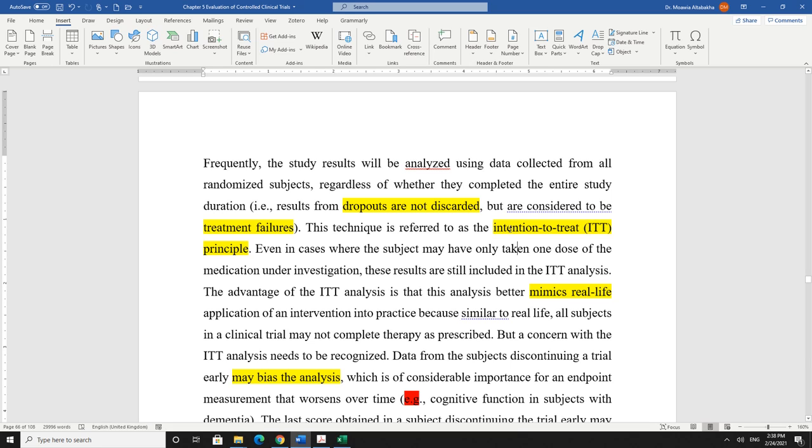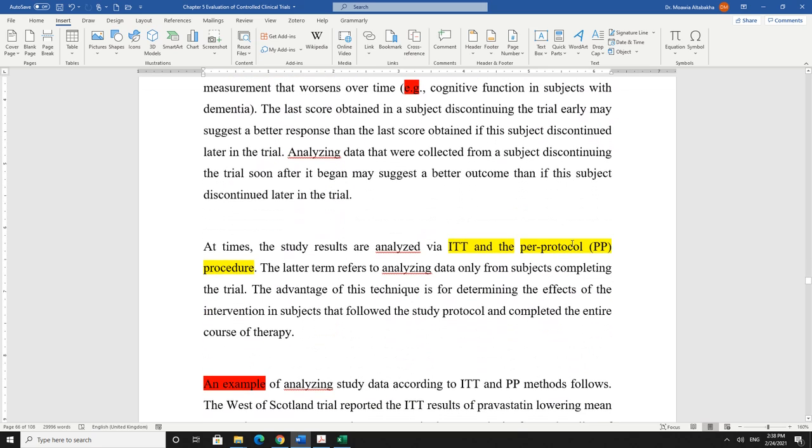But of course, it can be biased, even though I am including them, and this is a good practice. But it can also have some bias. For example, what if the subjects continued? They may have improved, or they may have gotten worse. Okay, and if they had gotten worse, it means the number that I'm showing with the intention to treat is still showing something better than what would have been if all the subjects continued. But the worst thing is to use only per protocol.